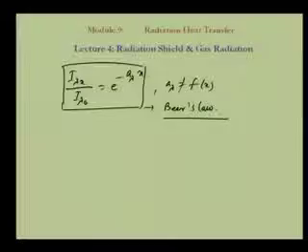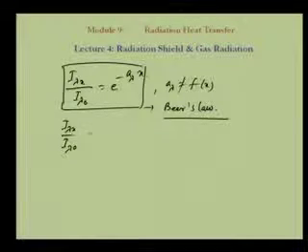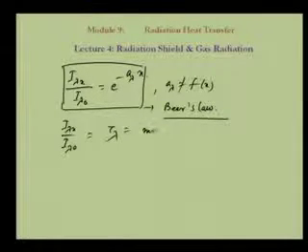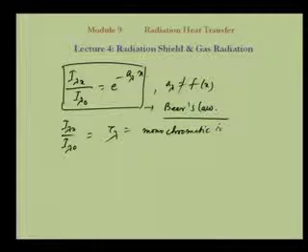Now this I lambda x by I lambda 0 can also be called tau, transmittivity. So this is tau lambda, called monochromatic transmittivity.